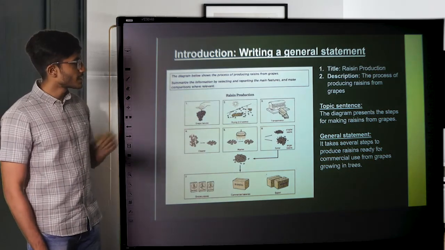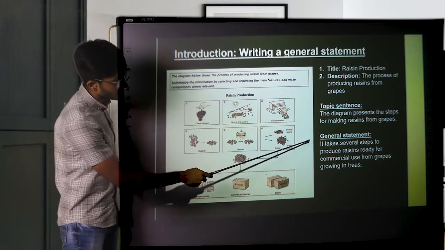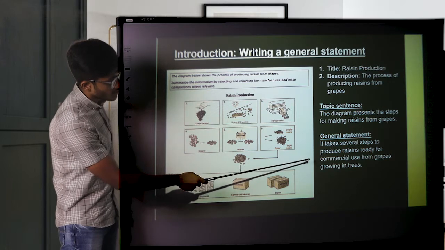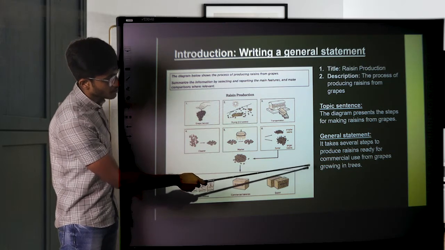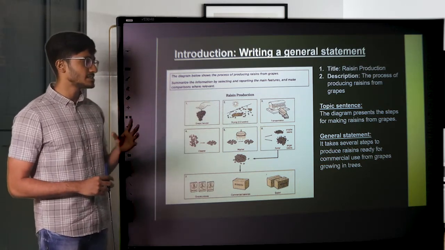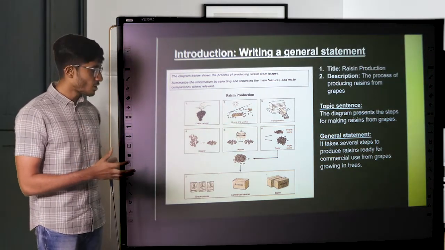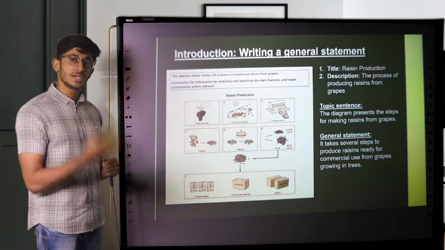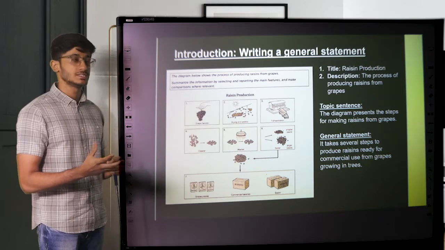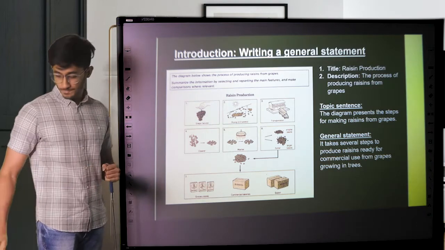So we can take a look at a couple of examples for our raisin production example. The general statement here says that it takes several steps to produce raisins ready for commercial use from grapes growing in trees. So it's very detailed and elaborate, and it tells you what you're going to talk about in the graph. You're going to explain the whole process of producing raisins ready for commercial use made from grapes growing in trees. So that's what a general statement is going to show.